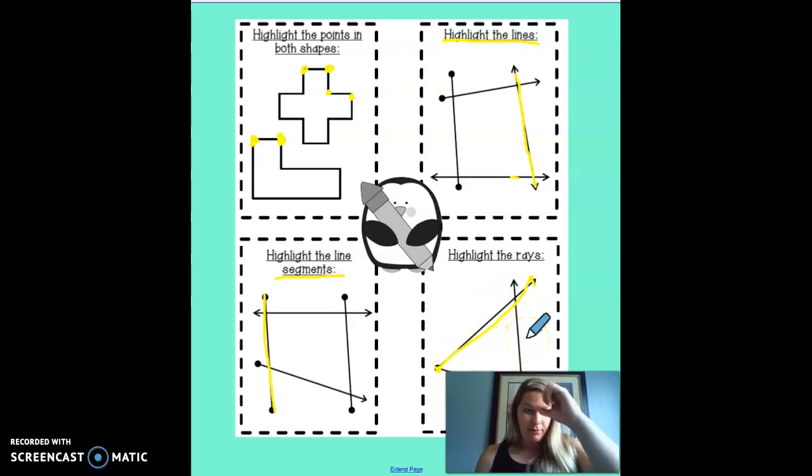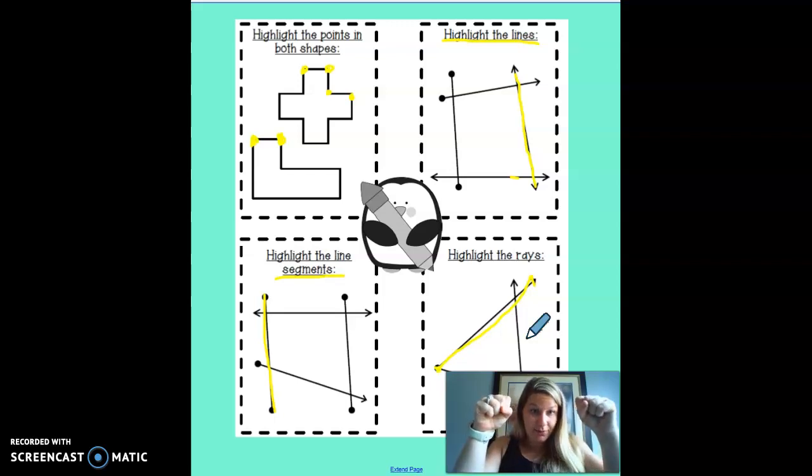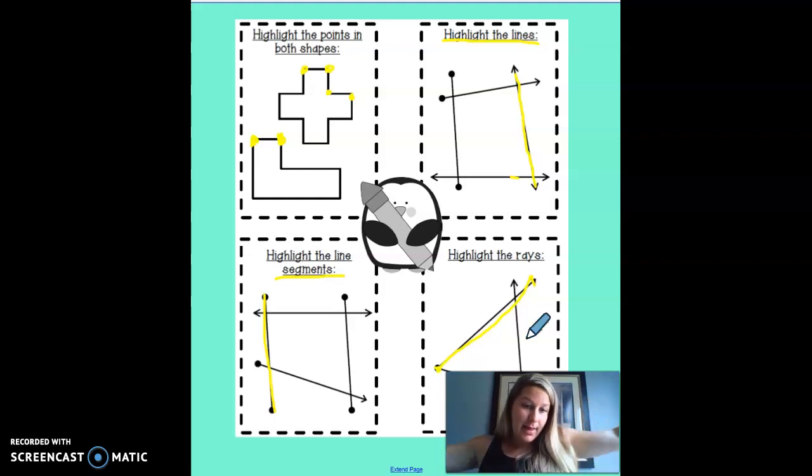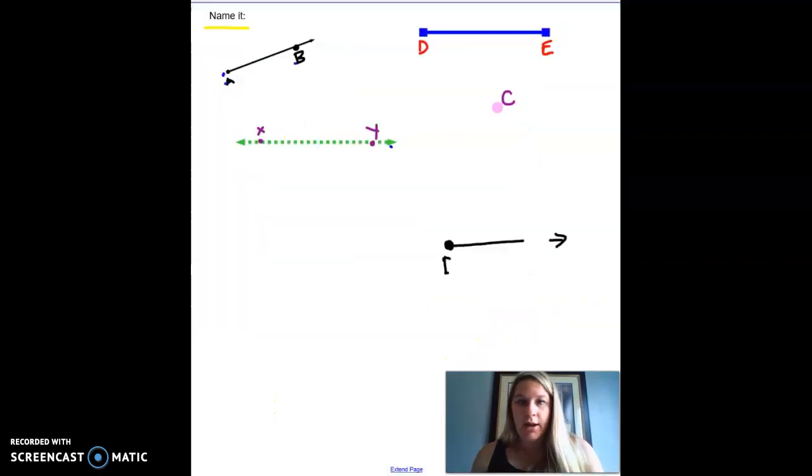So we have point, line has two arrows at the end, straight. Line segment has two points at the endpoints, straight. A ray has a point on one end and an arrow, and then it's out straight. Okay? All right, moving on.